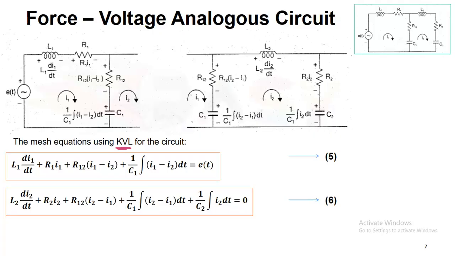Since this capacitor C1 is common between the two meshes, it is i1 minus i2. We have to add all voltage drops, which is equal to the source voltage E of t. In mesh 2 we don't have any applied voltage, or I can say there is no voltage source, so it is 0, and you have to add all the voltages across the individual elements. It is summed up. These are equation numbers 5 and 6.